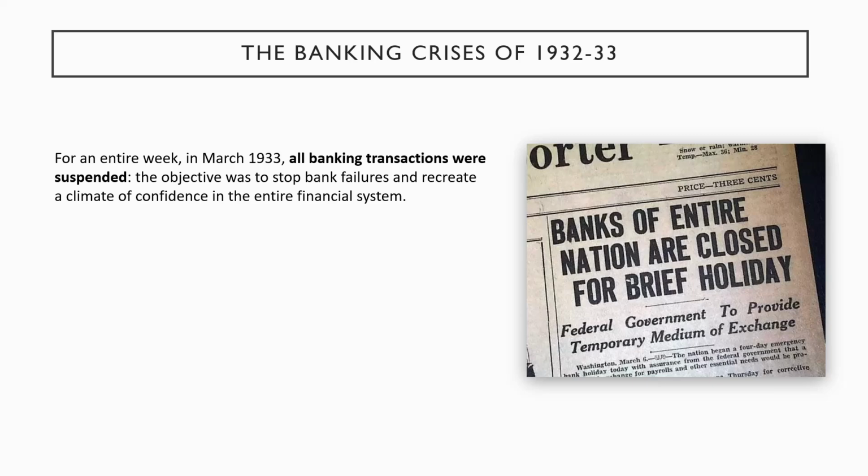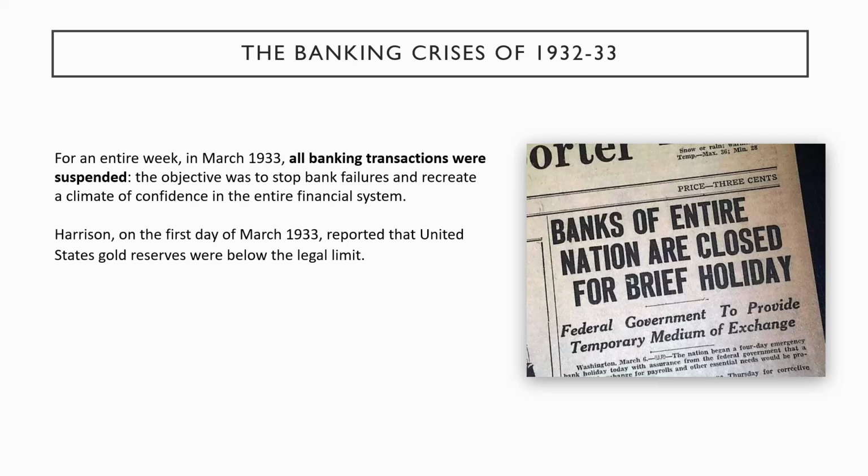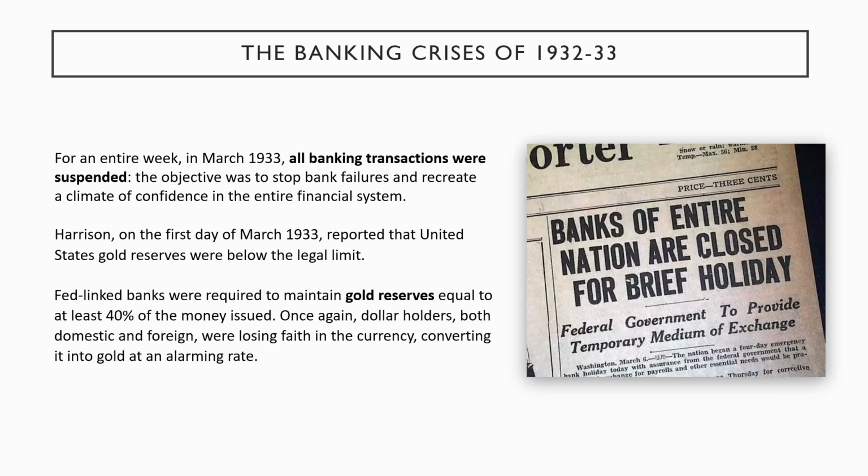George Harrison, head of the Federal Reserve Bank of New York, and Eugene Meyer, the director of the Federal Reserve Board, were fundamental figures in the definition of the bank holiday. Harrison, on the first day of March 1933, reported that the United States gold reserves were below the legal limit. Fed-linked banks were required to maintain gold reserves equal to at least 40% of the money issued.